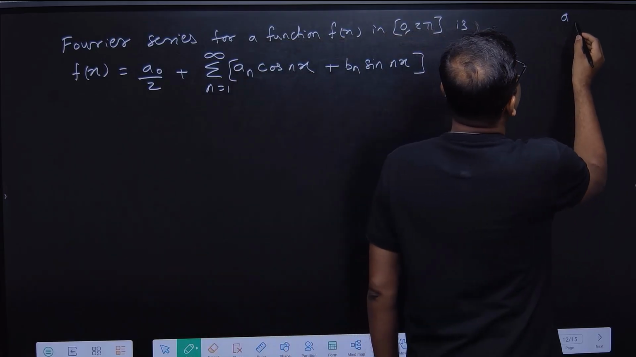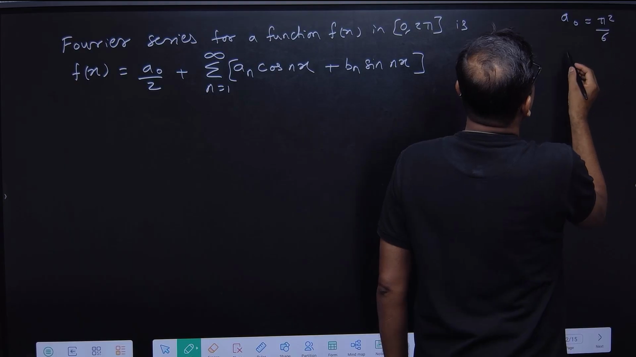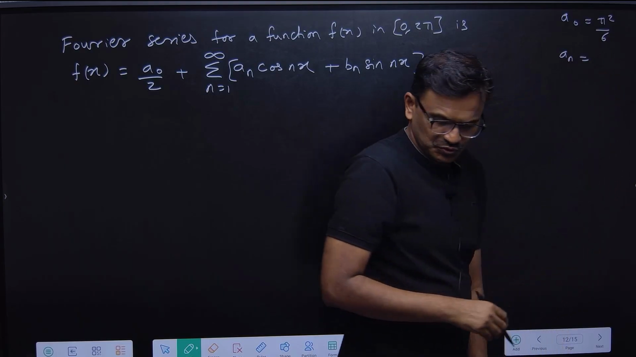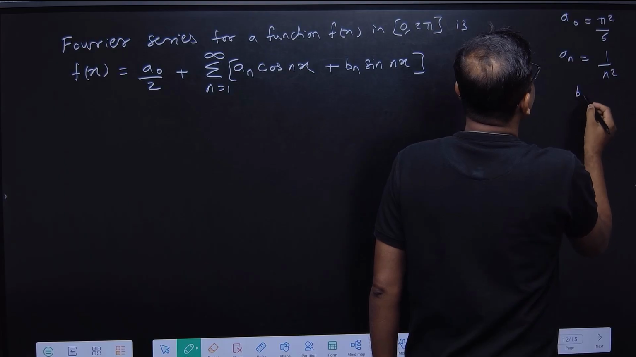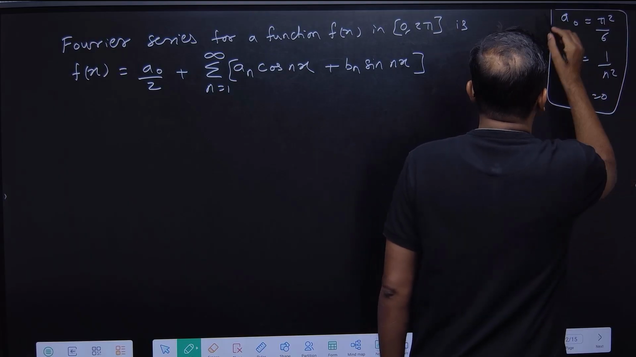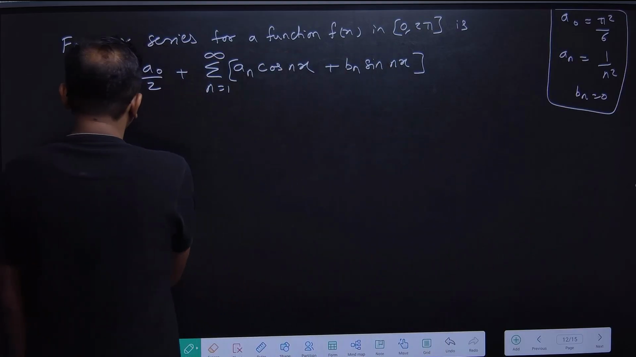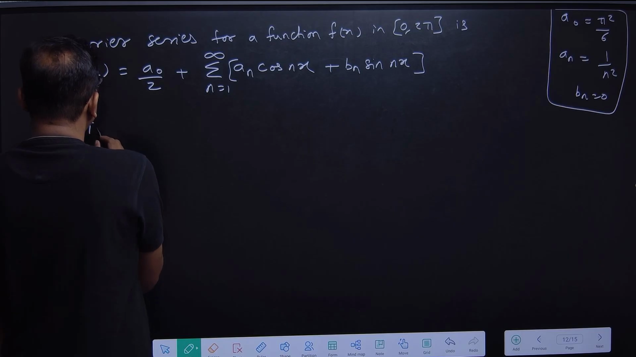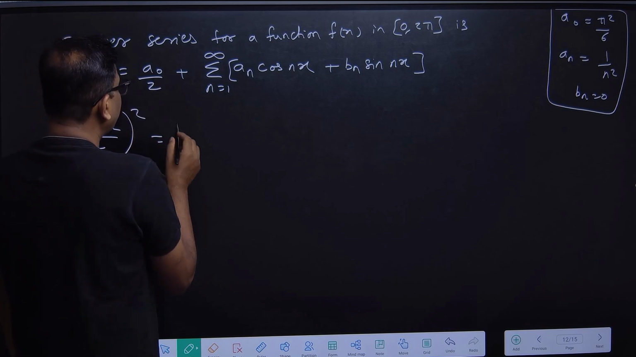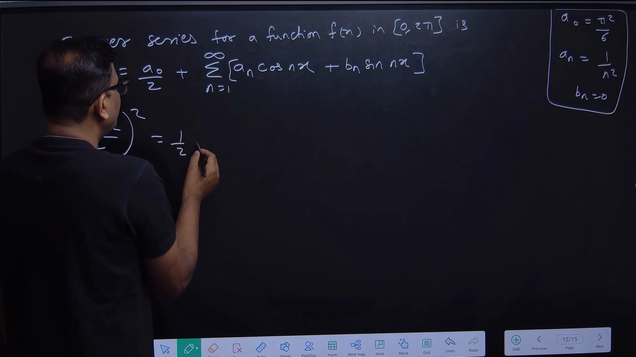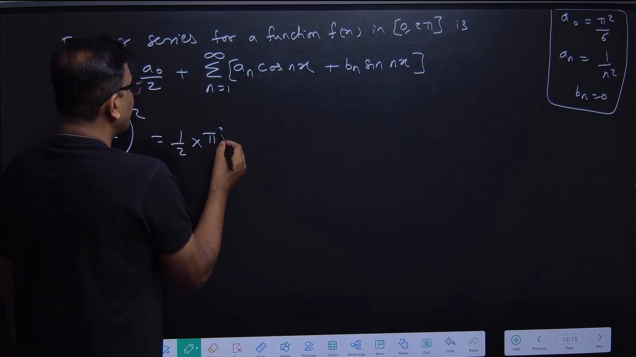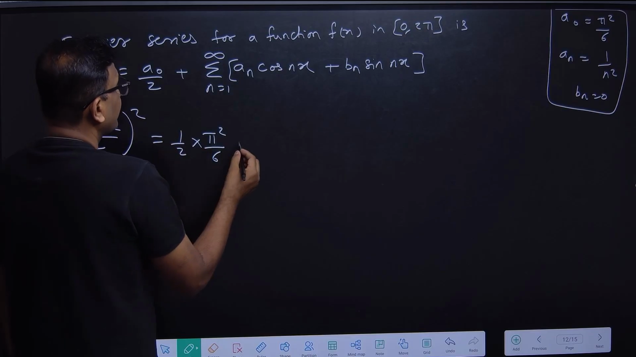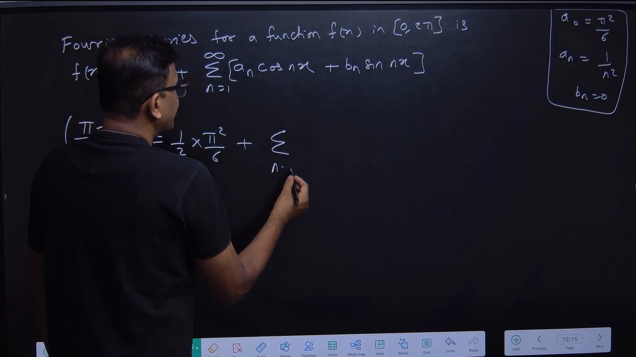Remember, we have got a0 as pi square by 6, an as 1 upon n square, and bn is 0. We substitute the respective values. So we get f of x. Now f of x here in this case is pi minus x upon 2 the whole square. This a0 upon 2 can be written as 1 upon 2 into a0. a0 we have got pi square upon 6. So we are substituting the respective values of a0, an and bn, plus this summation n is 1 to infinity as it is.